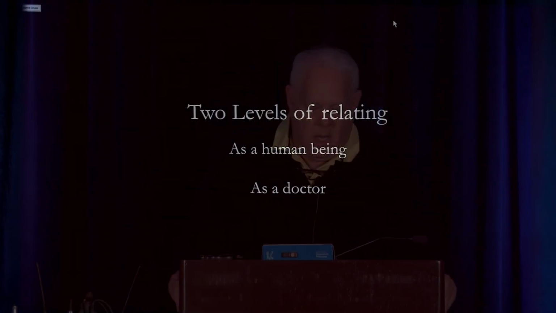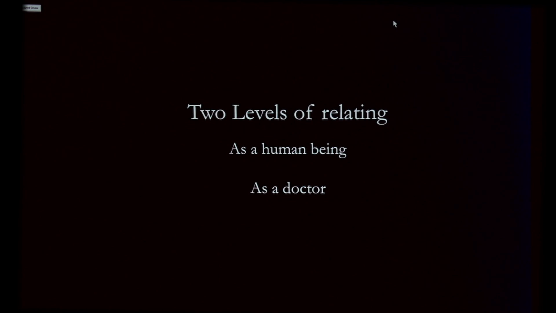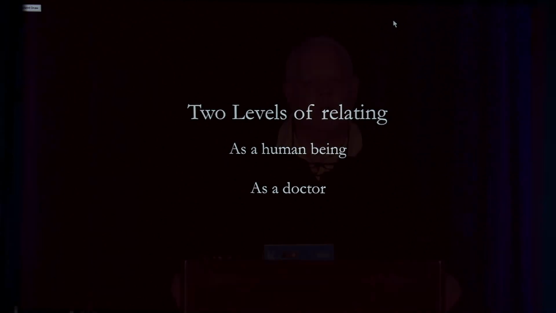So, conceptually, there's two levels of relating with a person, and this is probably the biggest mistake that doctors make. They want to relate to the patient as a doctor, and that's a mistake. You have to relate to them as a doctor, but later. The first way you have to relate to them is as a human being, not as a doctor.